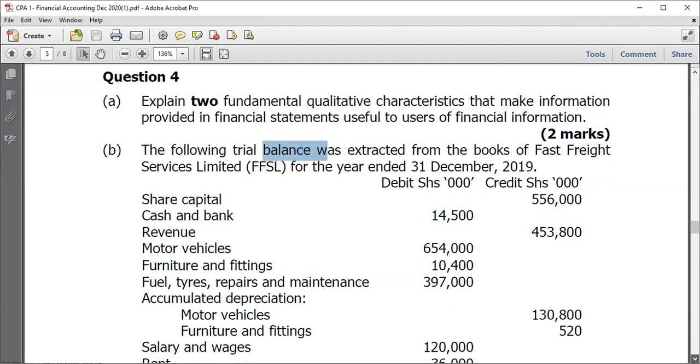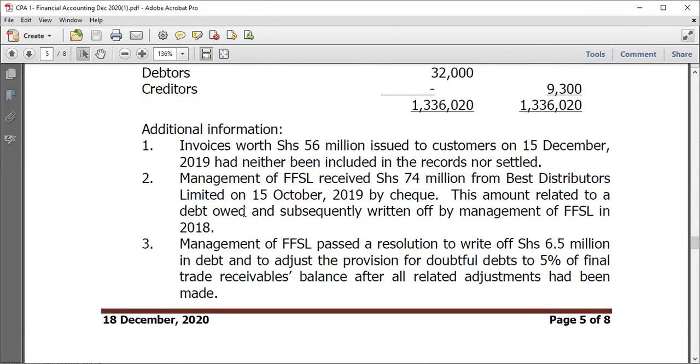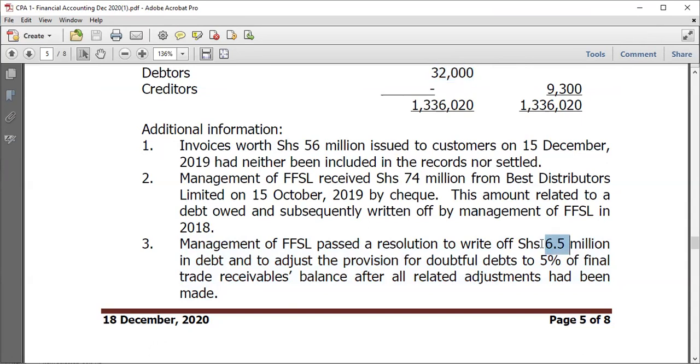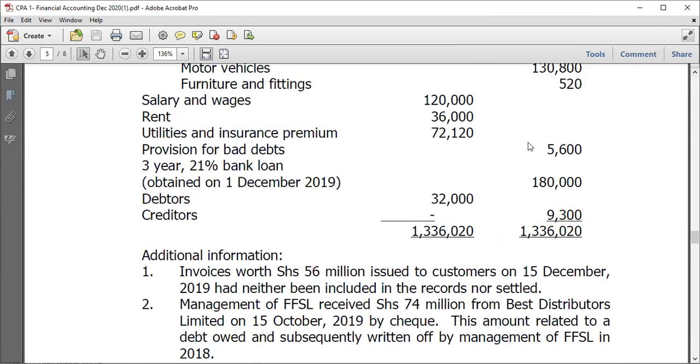So our trial balance is here. We have a case here. So they are saying management of FFCL passed a resolution to write off 6.5 million in debts and to adjust the provision for bad debts to 5% of the final trade receivables after all related adjustments have been made. So this is the same thing that we've just done. Get your receivables. We have debtors here. Get 6.5 off it. Make the new provision 5% of that value, and go and look for your current provision.